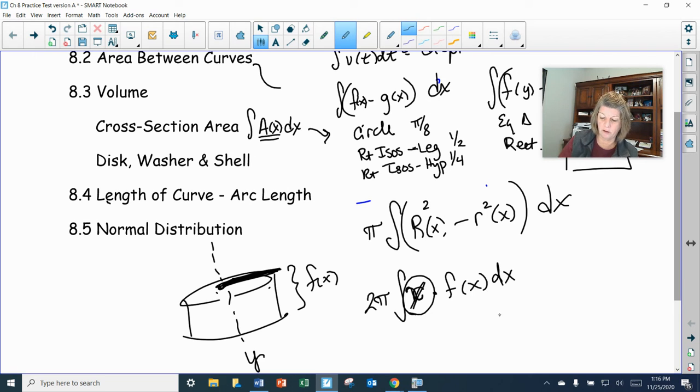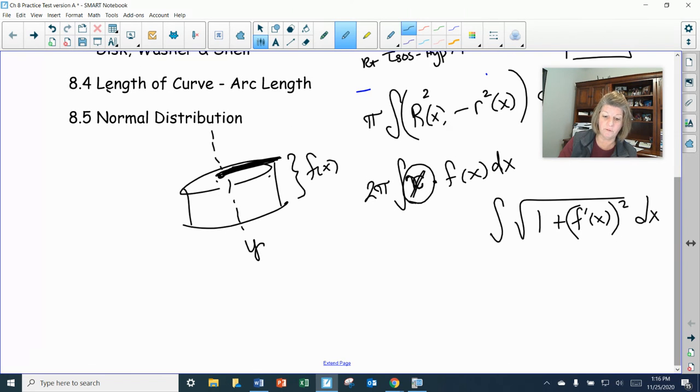Length of a curve, what was the formula for that? It was the square root of 1 plus f prime of x, quantity squared dx. You could also work in y's. And normal distribution, I will give you the formula for the Gaussian curve on the test. Just know how to use it in your calculator, know what mu represents and standard deviation, and be able to answer any of those questions. But I think that covers it.